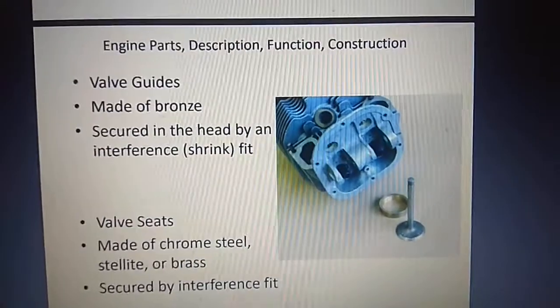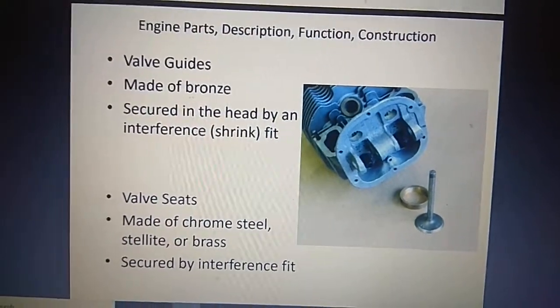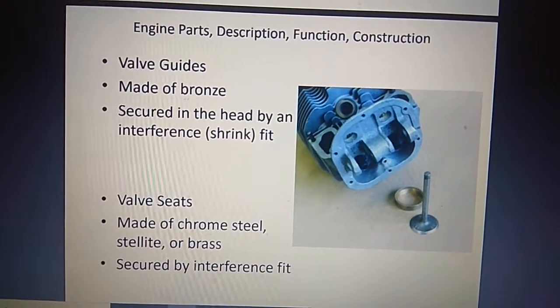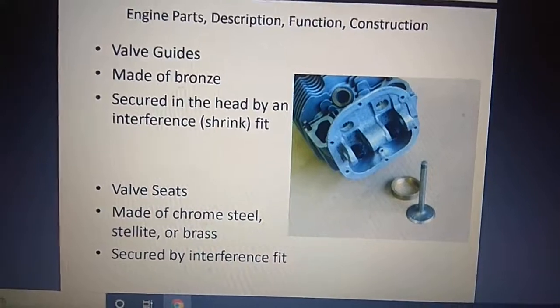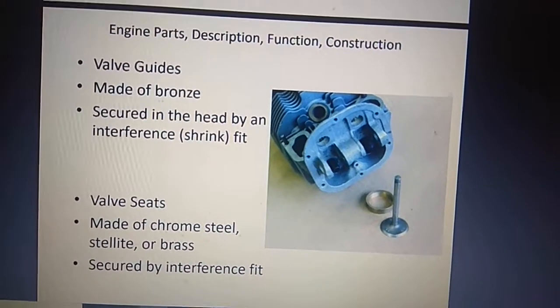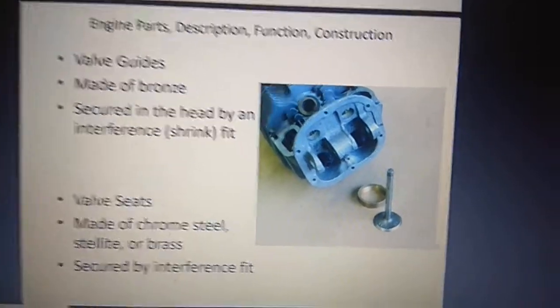These are the basic parts. The valve guides are made of bronze and secured in the head by interference fit. There are also valve seats, made of chromium steel, Stellite or brass, which are secured by interference fit.